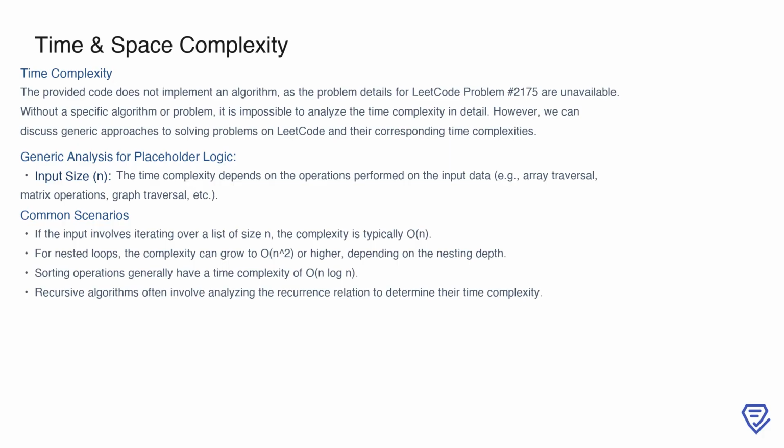For example, if we iterate over an array of size n, the time complexity would typically be O(n). On the other hand, nested loops, where one loop runs inside another, can result in complexities like O(n²), or higher depending on the number of nesting levels. Sorting operations are another common scenario, often requiring O(n log n) time. Additionally, recursive algorithms are analyzed by examining their recurrence relations, which describe how smaller subproblems contribute to the overall complexity. These general patterns help us predict and optimize the performance of algorithms across a wide variety of problems.